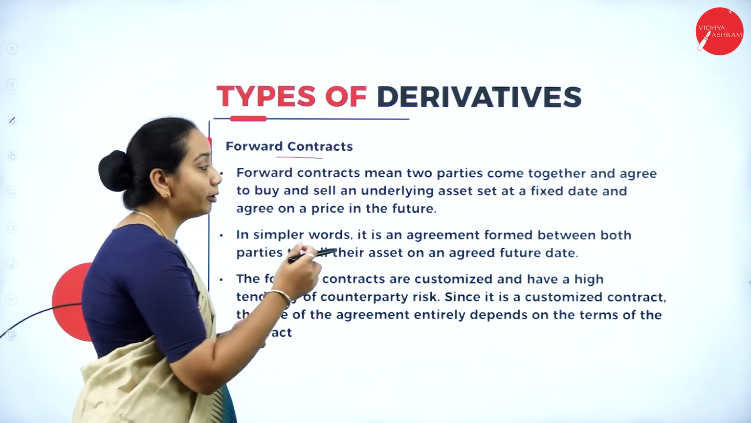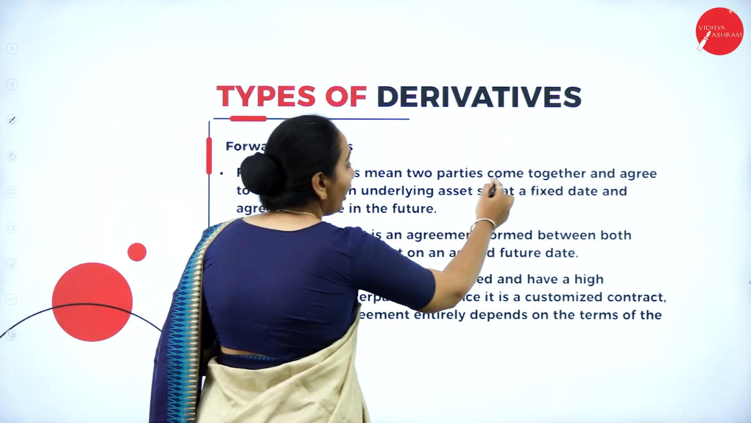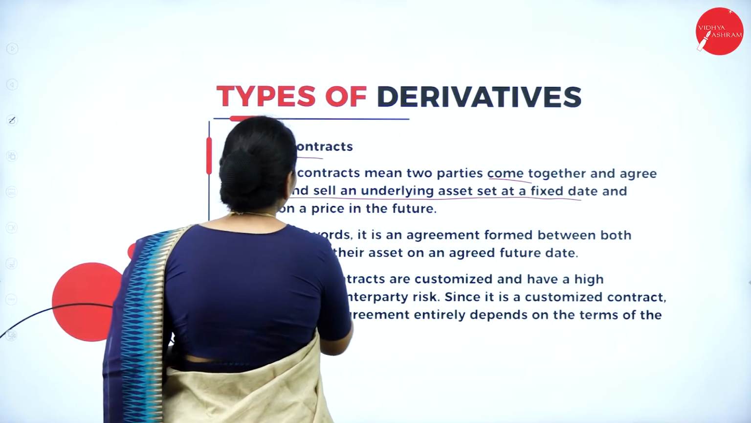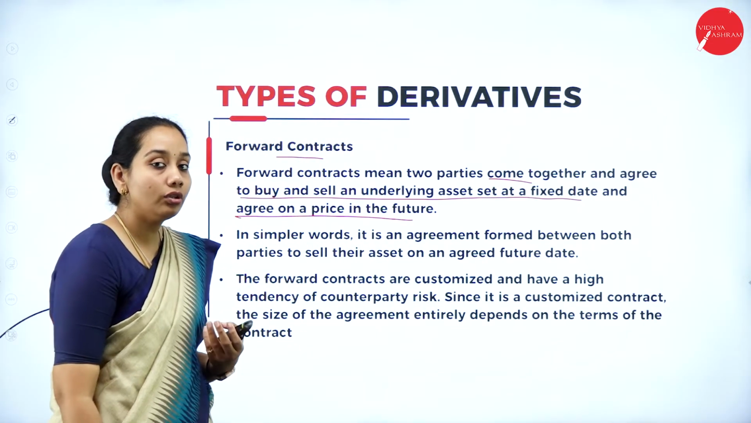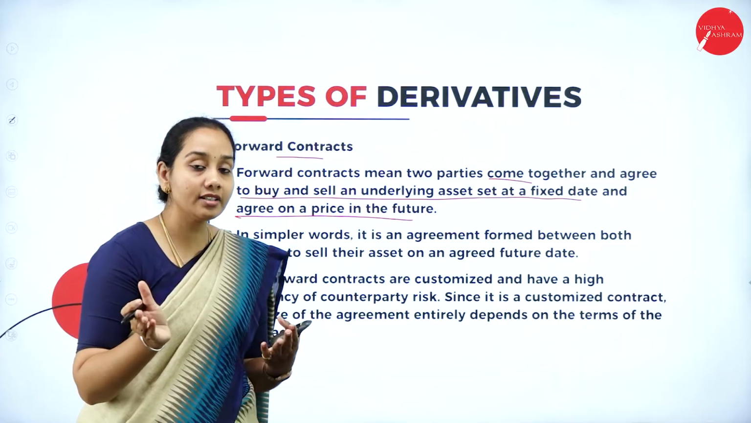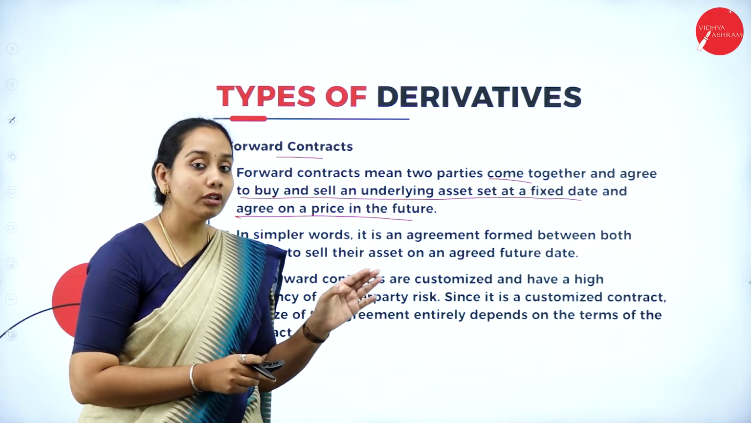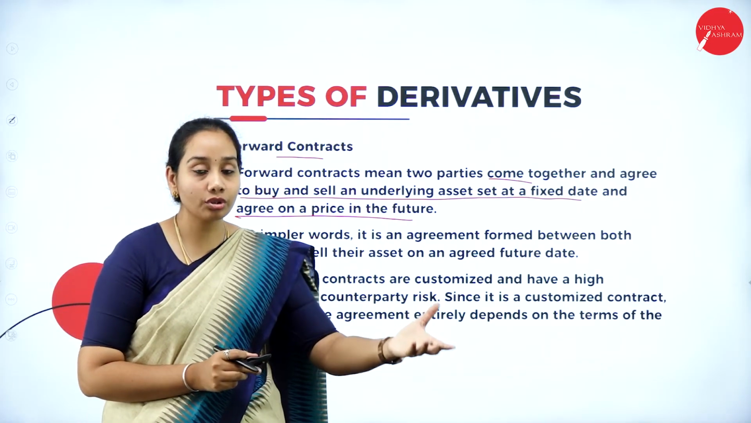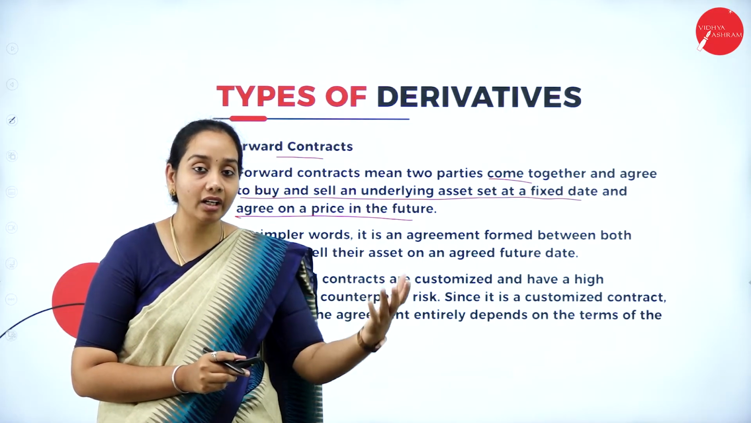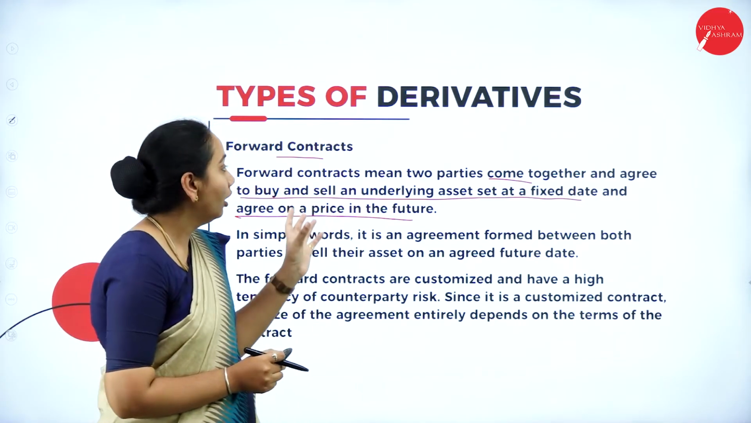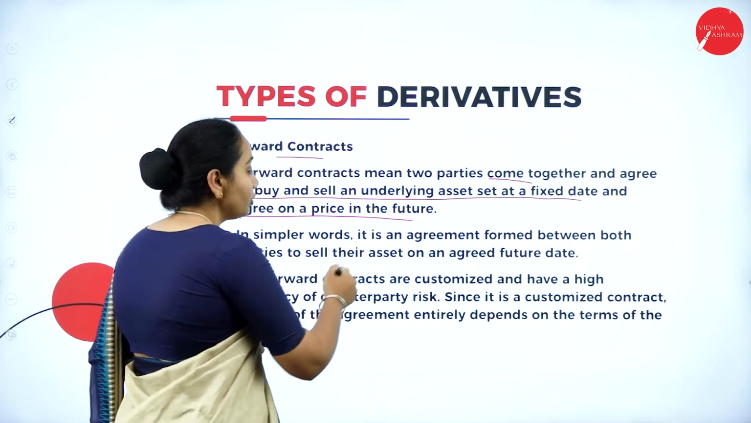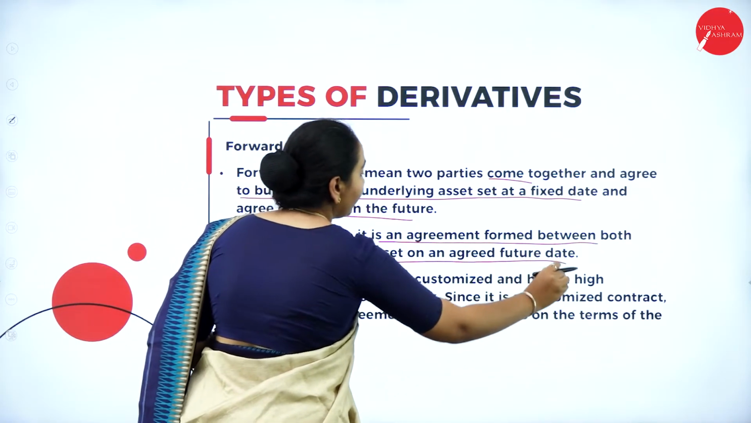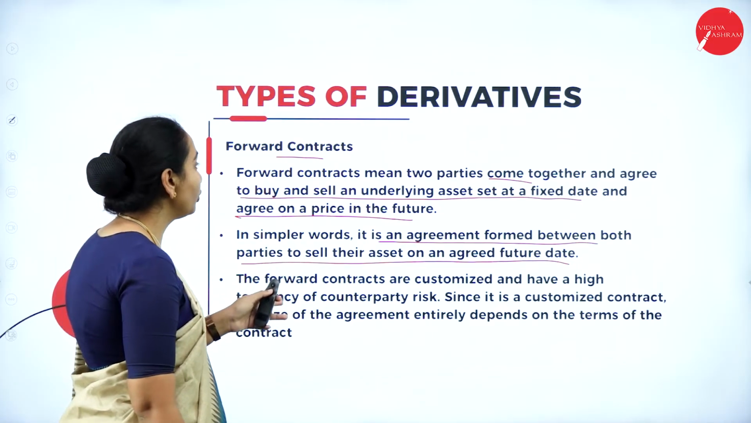It is a contract between two parties who come together and agree to buy and sell an underlying asset at a fixed date and at an agreed future price. That means two parties come together and fix the price. Based on that, they sell the goods to the particular person at a pre-agreed price on a future date. That is called a forward contract. In simple words, it is an agreement between both parties to sell their asset on an agreed future date.